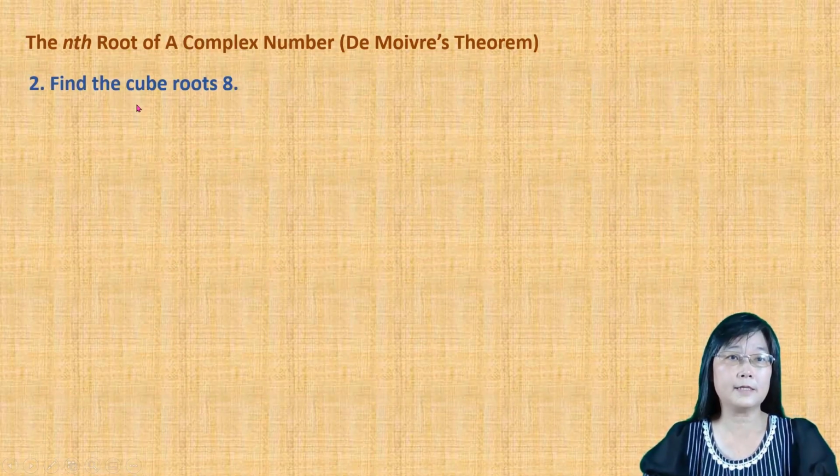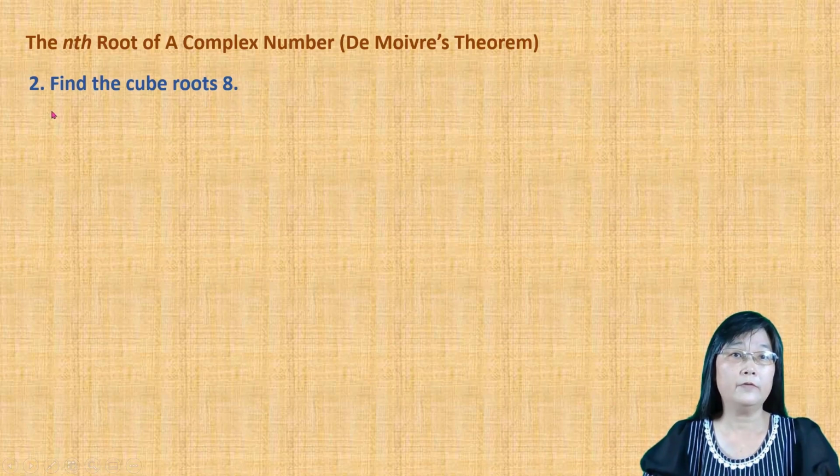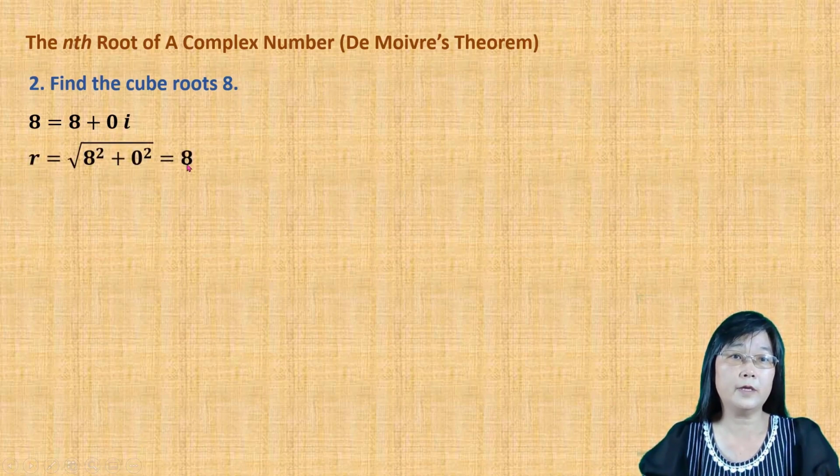Now let's look at this example. Find the cube roots of 8. When we write 8 as a Cartesian complex number, it is equal to 8 plus 0i. If we want to find the cube roots by using De Moivre's theorem, we must change the complex number into polar form. So the modulus is equal to 8.